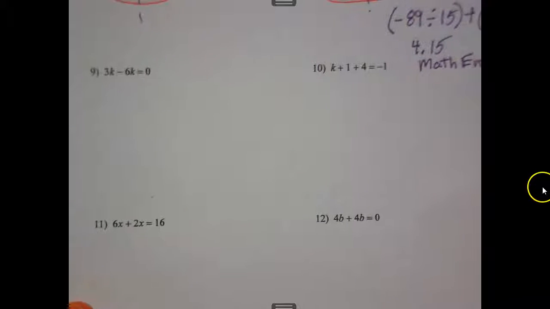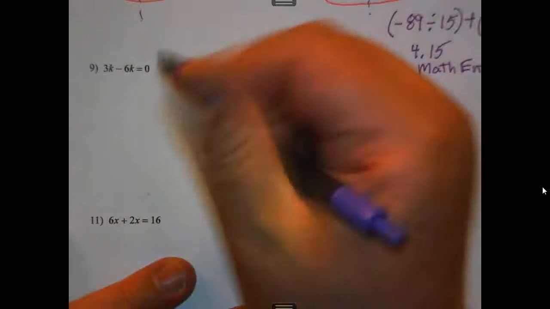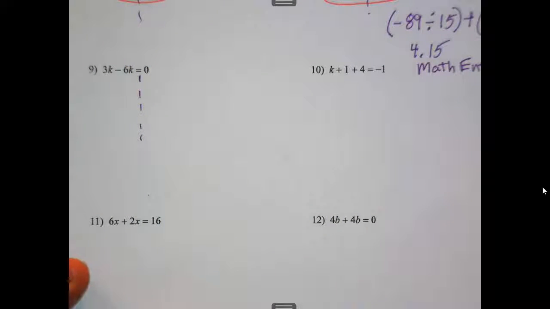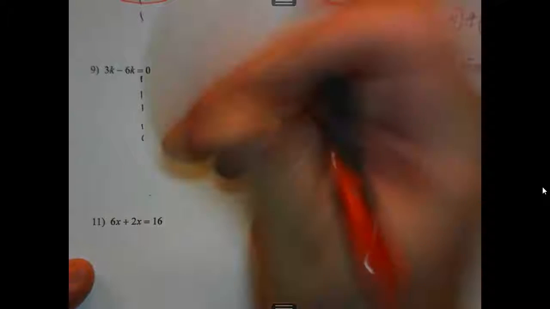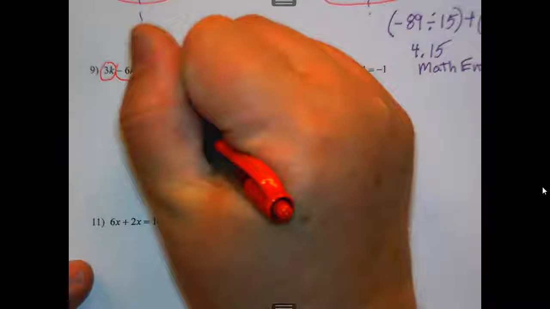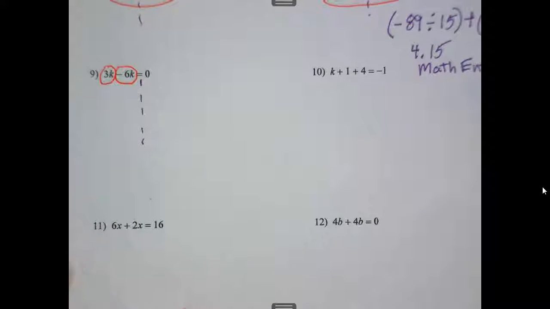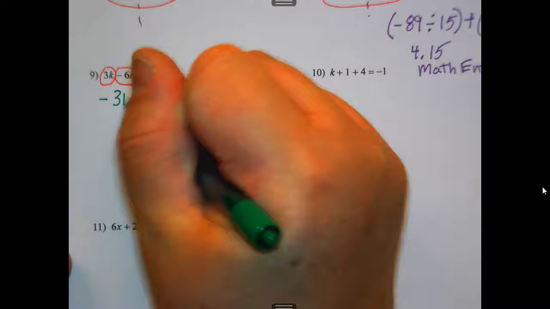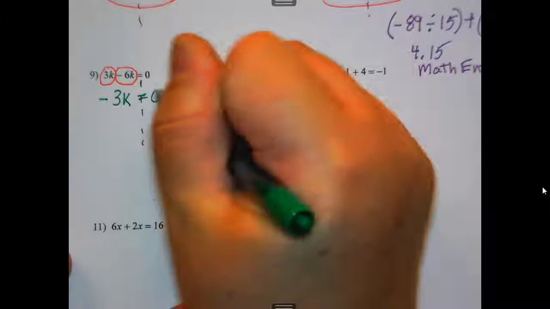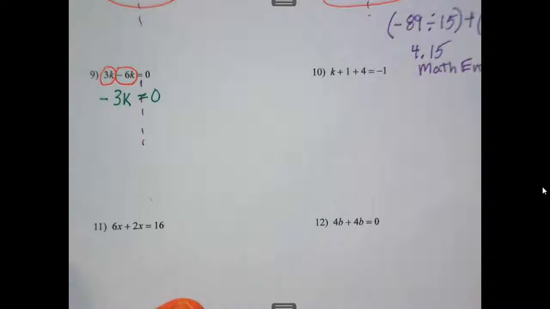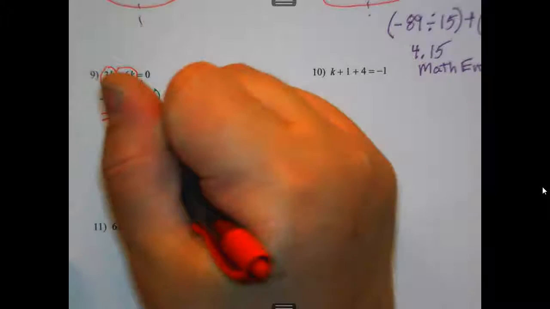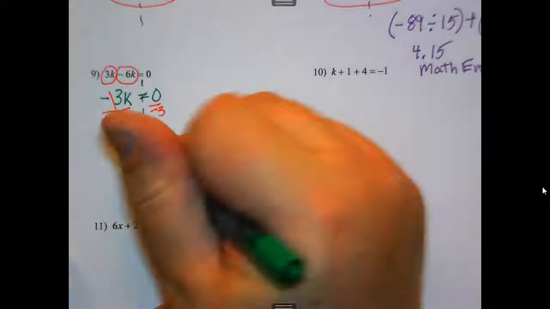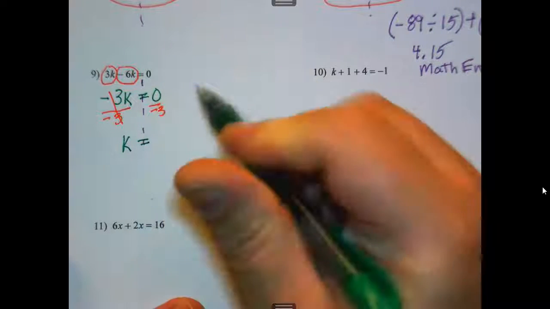Number 9. Now this time I have like terms on the same side of the equal sign. So what am I going to do? Yeah, combine them first. 3k minus 6k is negative 3k. Then I'm going to divide both sides by the coefficient, negative 3. This cancels to 1. I get k equals 0. I can divide.